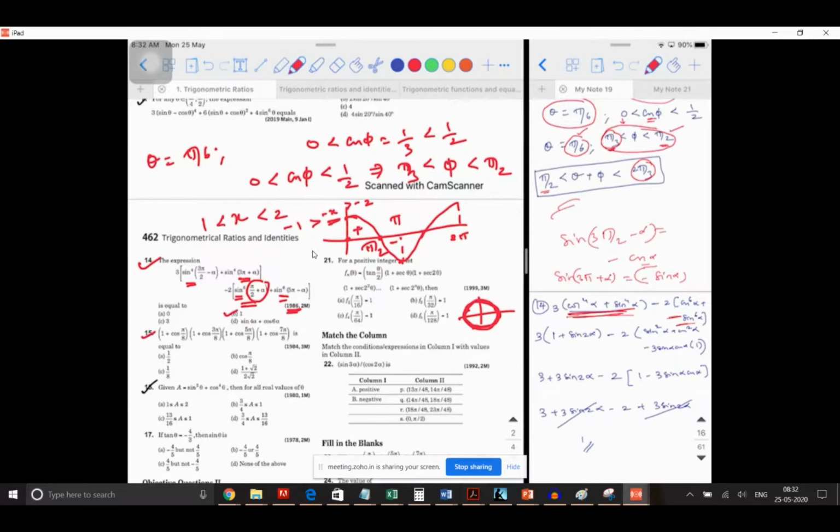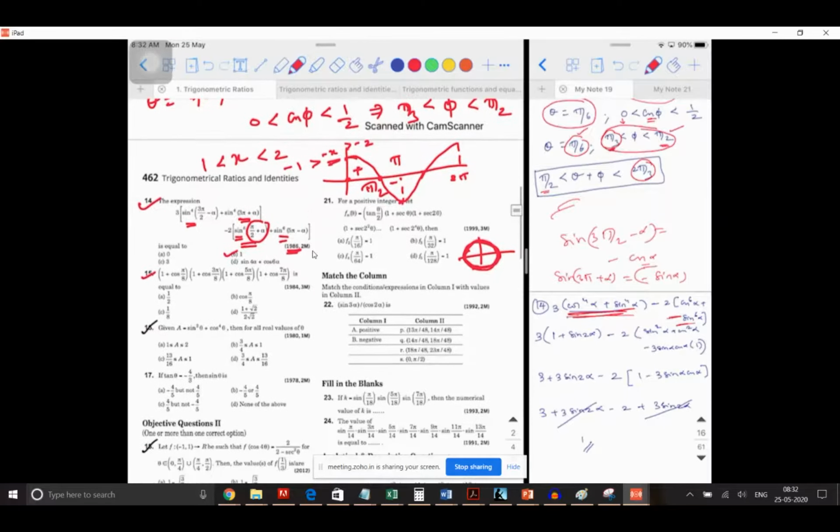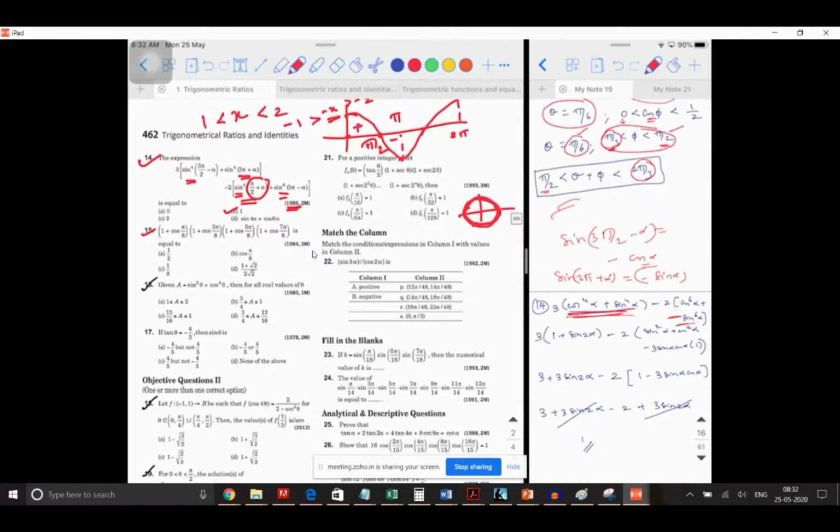1 plus cos pi by 8 means you can write it as 2 cos square theta. 1 plus cos 2 theta is 2 cos square theta. In that format you can finish it off, or apply the half angle formula 2 cos square theta by 2 and then proceed. Now how to do the 16th one?